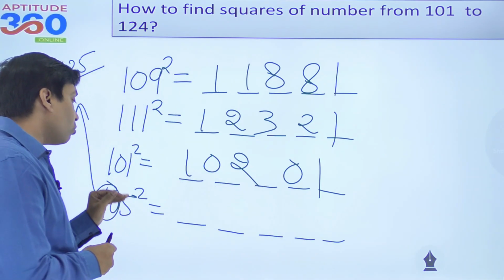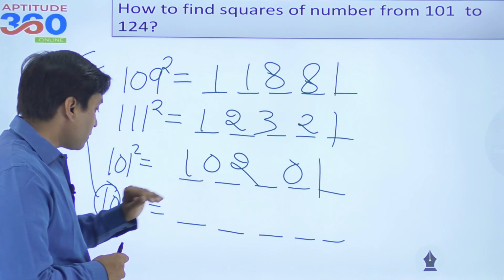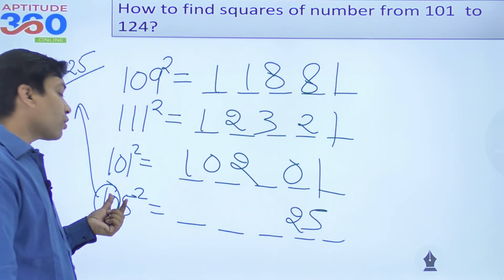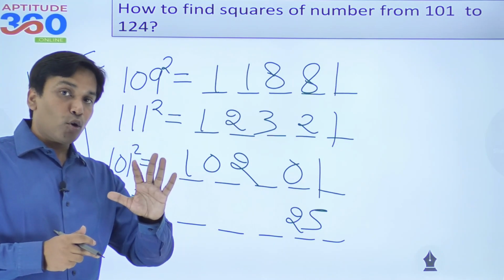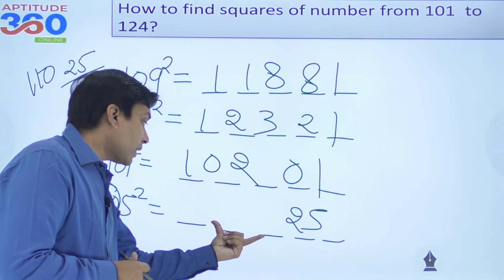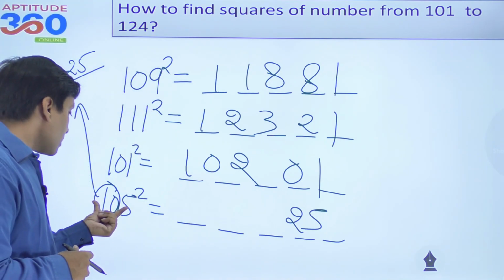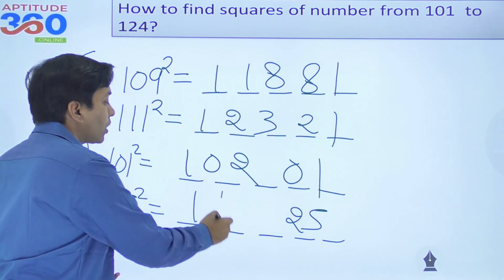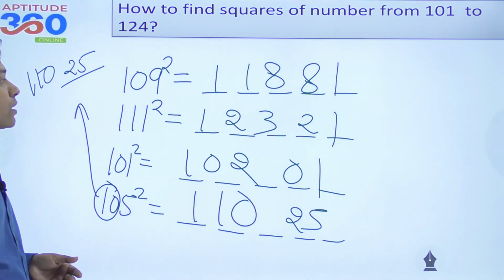Let us find it out through this method. If you find out the square of 105 with this method, understand the last two digits are going to be 25. How is this going to be 25? Because 105 is 5 more than 100, and 5 square is 25. How do we find out the first 3 numbers? This is going to be 105 plus 5, 110. It is simpler than the other method.